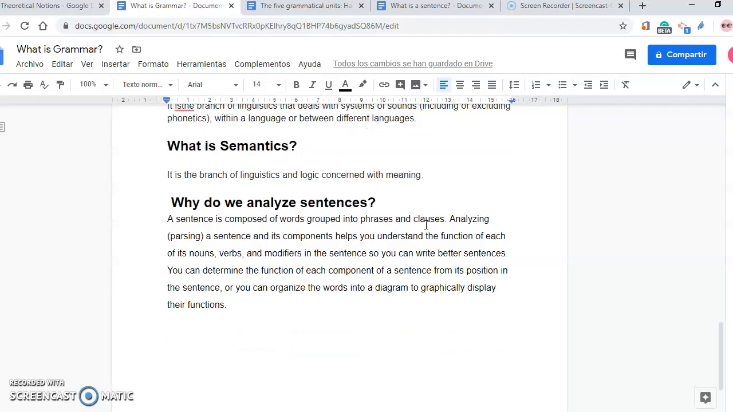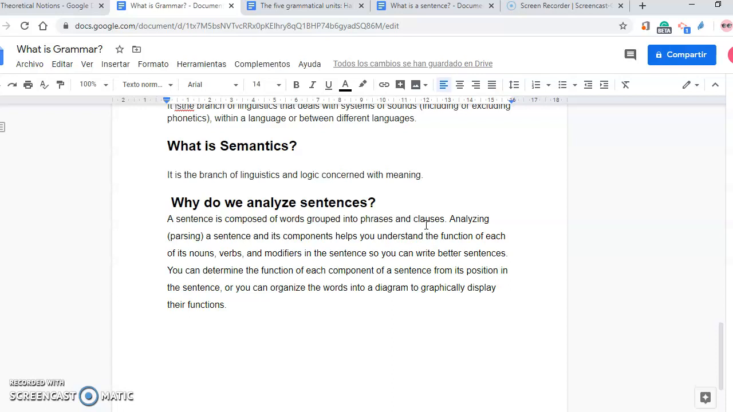And lastly, what we are going to do in the subject is to analyze sentences. And so why is it that we analyze sentences? And I found this on the internet. A sentence is composed of words grouped into phrases and clauses. Analyzing, parsing, that's another way of calling word analysis, sentence analysis. Analyzing a sentence and its components helps you understand the function of each of its nouns, verbs, and modifiers in the sentence, so you can write better sentences.